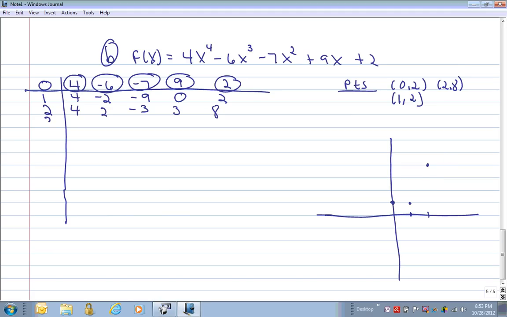Number 3. Try 3. Bring down the 4. 3 times 4 is 12. 12 and negative 6 is 6. 3 times 6 is 18. 18 and negative 7 would be 11. 3 times 11 is 33. 33 and 9 would be 42. And 3 times 42 is like 126 plus 2, which would be 128.